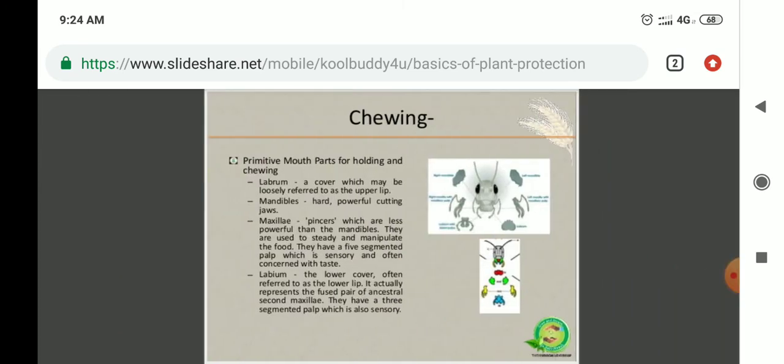Next is the chewing type. Primitive mouth parts for holding and chewing include the labrum, a cover which may be loosely referred to as the upper lip; mandibles, hard, powerful cutting jaws; and the maxillae, which are less powerful than the mandibles. They are used to steady and manipulate the food. They have a five-segmented palp which is sensory and often concerned with taste, and the labium, the lower cover often referred to as the lower lip. It actually represents the fused pair of the ancestral second maxillae. They have a three-segmented palp which is also sensory.